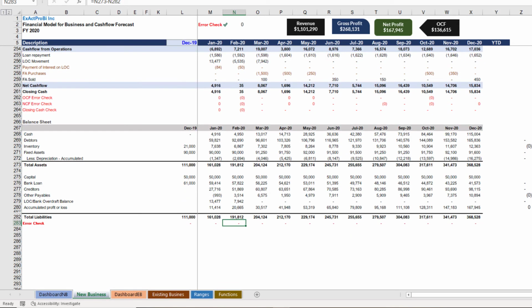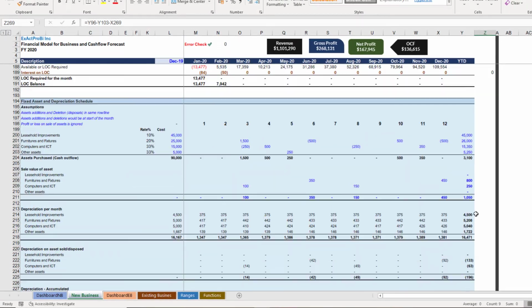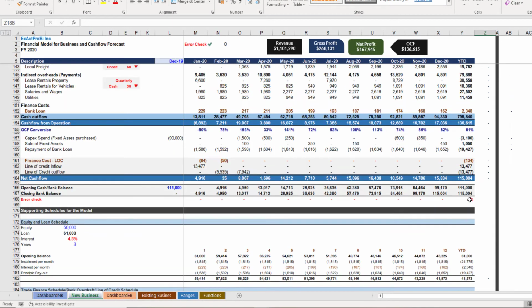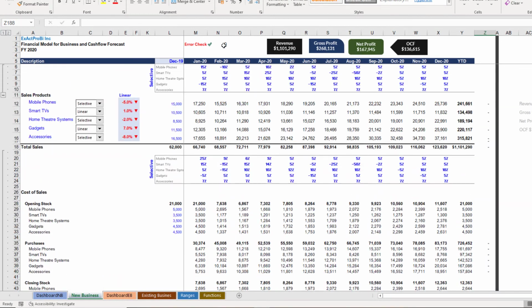So that's why we have control checks everywhere. Here we have a control check. Here we have a control check. Everywhere we have a control check, and this is the sum of all the checks. So this must be zero, a very minimum thing to look at if you don't want to dig in that much.